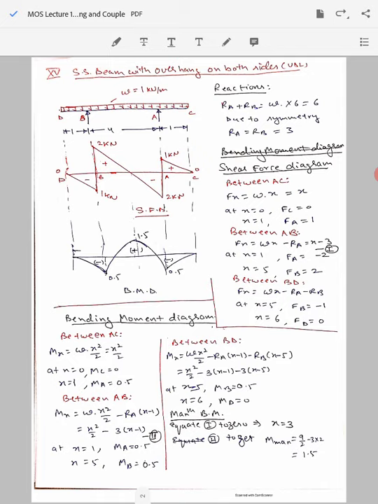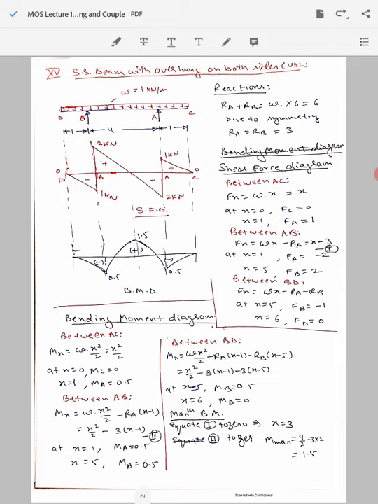Now let's look at the case where the simply supported beam, which has an overhang on both sides, is subjected to a uniformly distributed load. So this is a beam DBAC, which is supported at point B and point A, and it is subjected to a uniformly distributed load of 1 kilonewton per meter over the entire span of the beam.